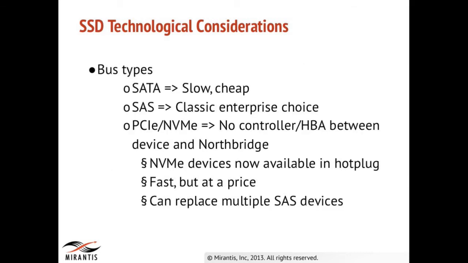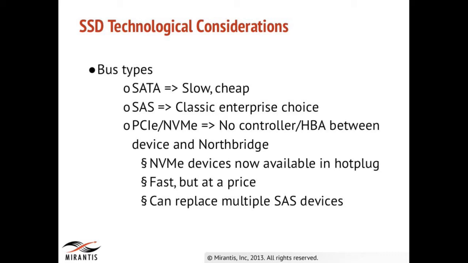Bus types, we already had that. SATA is slow and cheap. Personally, I'm not a big fan of it. It's barely cheaper than SAS bus, and it is definitely slower in enterprise applications.